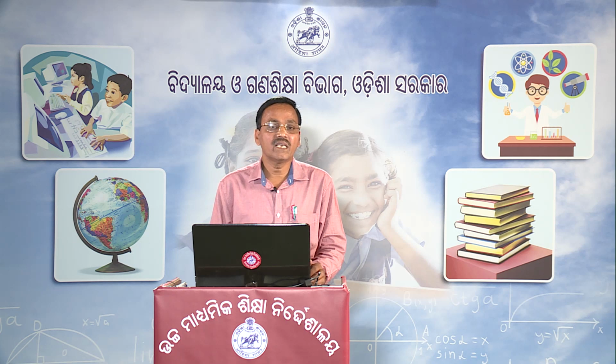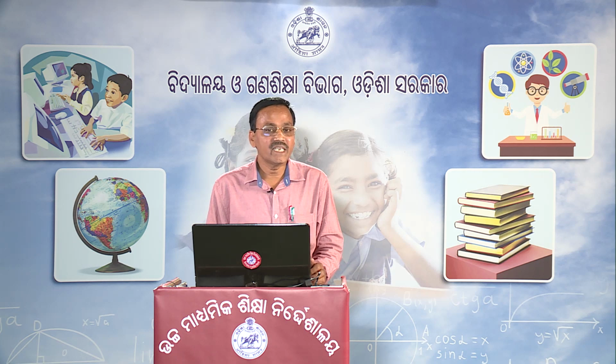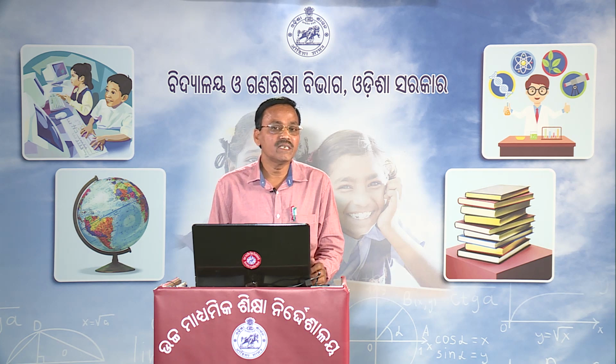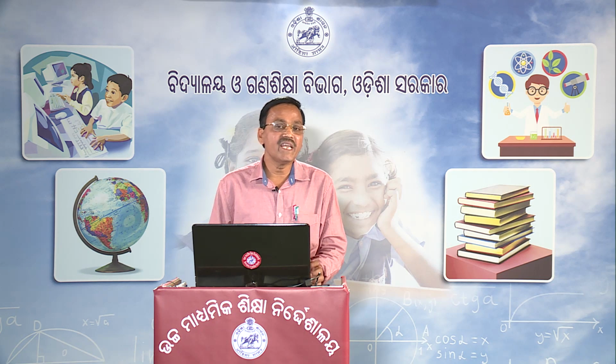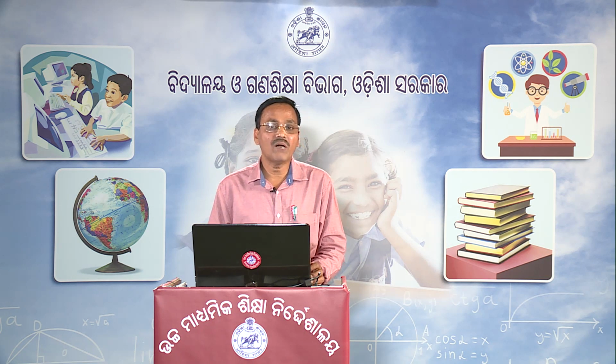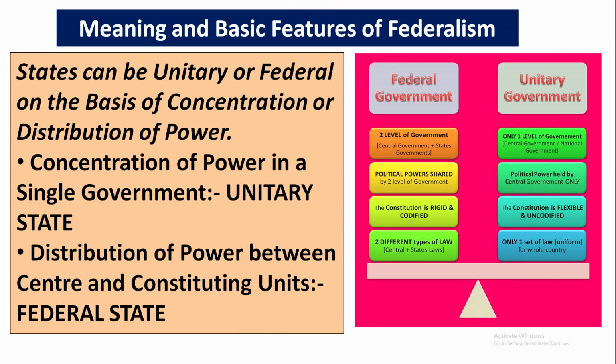For example, you can take the United Kingdom, or normally we call it England. There is a unitary form of government and an unwritten constitution. The constitution is not supreme. The parliament makes law, and it can make any type of law, because the power is given by the constitution to the parliament. The British parliament is so powerful that it can make anything under the sun except make a man a woman and a woman a man.